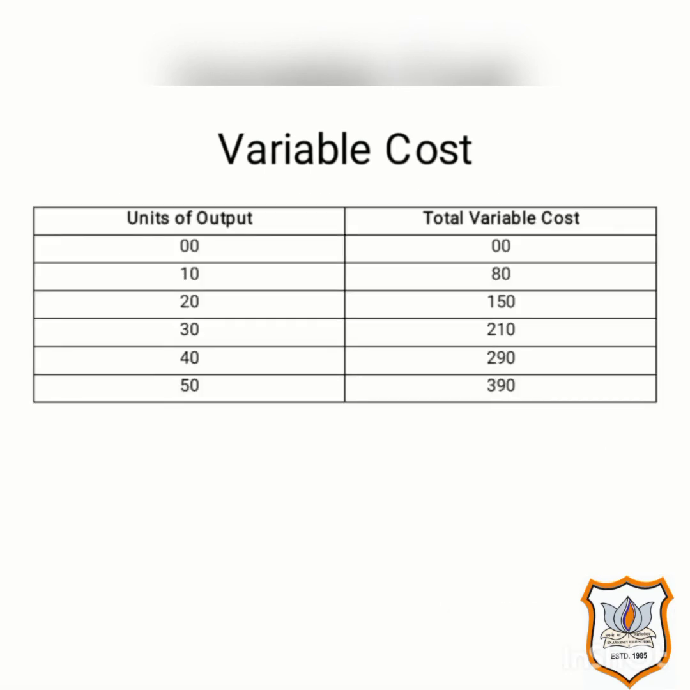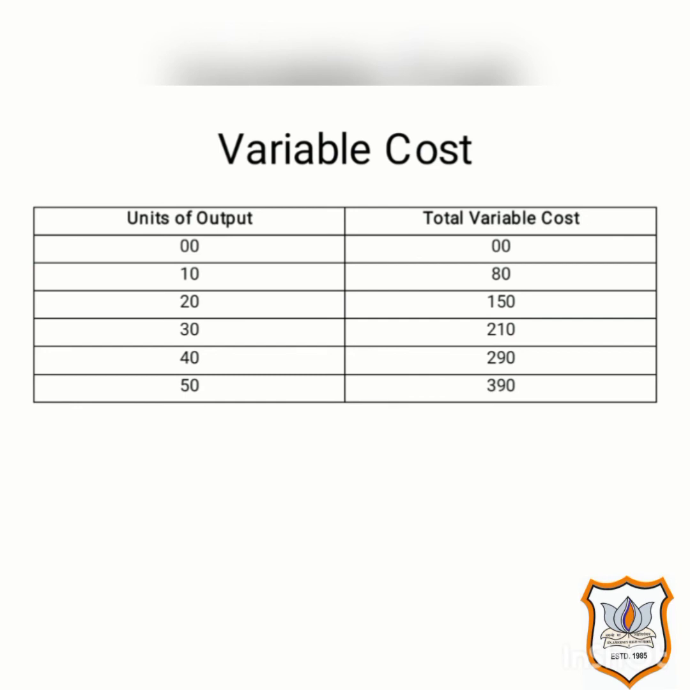Now, in order to understand this concept of variable cost, let us have a look at an imaginary schedule as given over here. In the first column there is units of output, and in the second column there is total variable cost. As it can be seen, initially when production is zero, variable cost is also zero, but as production increases, the total variable cost also increases. But if you observe the trend, up to 30 units, variable cost is increasing at a diminishing rate. When production was zero, variable cost was zero. When production increased to 10 units, variable cost increased by 80.